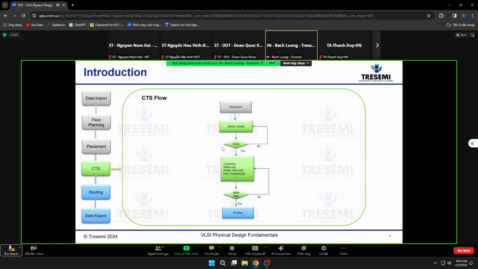I briefly put together the high-level CTS flow without a lot of details, just to give you a feel of what's happening. After placement, we do a sanity check, and when that's clean, we go on to the clock tree process. This summarizes what happens during clock tree: clustering, balancing, routing the clock, and post conditioning. That's just the high-level steps. If that meets requirements, you go on; otherwise, you go back. So it's similar to other steps. It's just a flow chart.